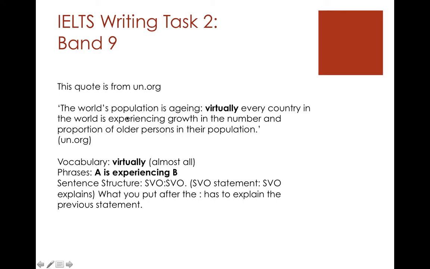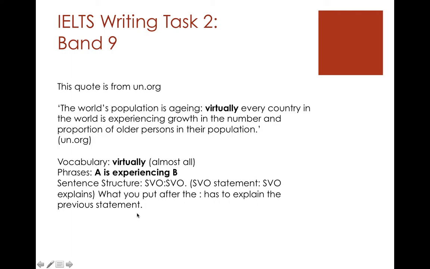So the world's population is aging: subject, verb, object, colon. Virtually every country in the world is the subject, is the verb, experiencing, that's the object. So you have SVO, colon, SVO. Now, we have SVO, which is a statement, the world's population is aging, and we have the second SVO, which explains what you put after the colon.